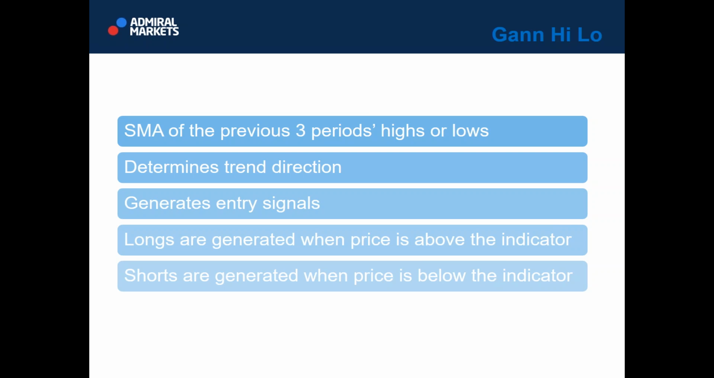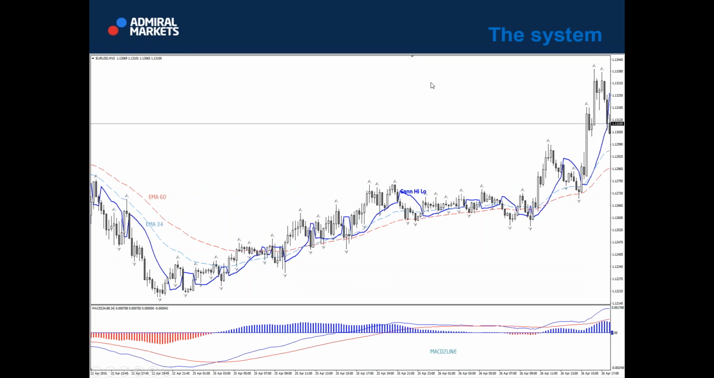Also, Gann high-low is capable of generating entry signals. So we use Gann high-low in this system to generate entry signals. Longs are generated when price is above the indicator and shorts are generated when price is below the indicator. The important thing is this is not a standalone indicator, and because of that you need to use it with other filters such as MACD, RSI, whatever you think. Of course, for this system I use MACD, and I will be presenting that later.